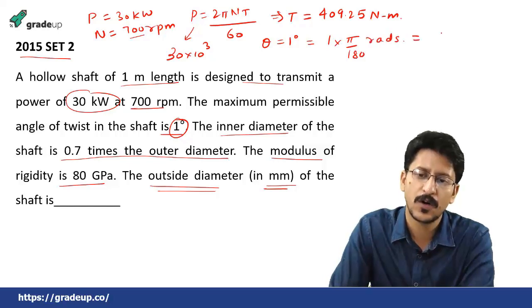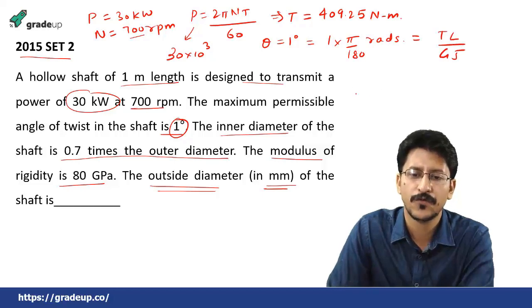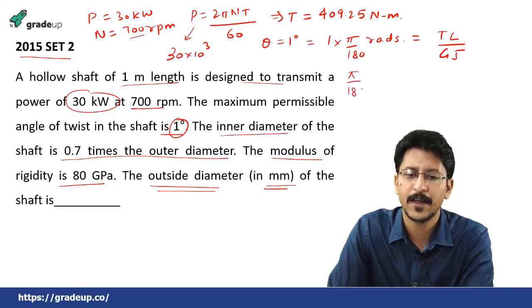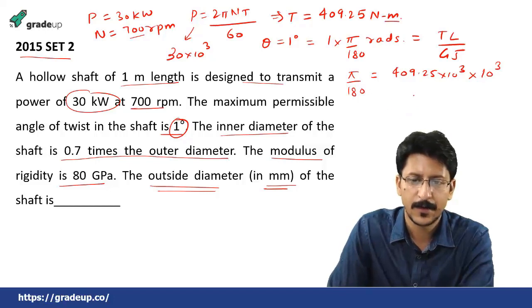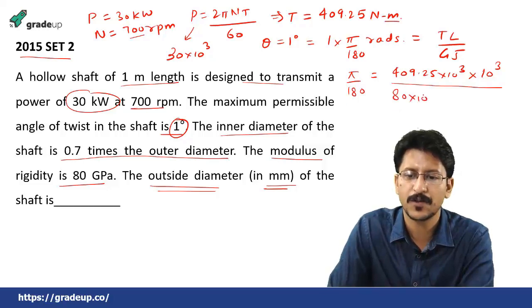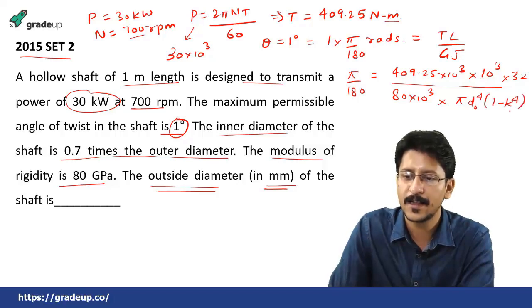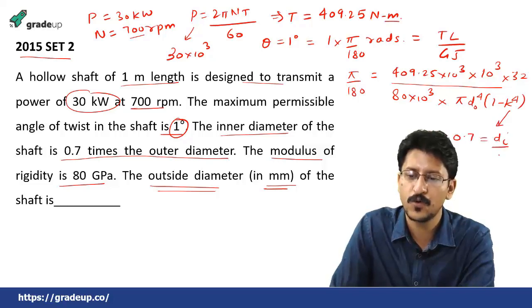So theta is equal to TL by GJ. From here, pi by 180 equals T, which is 409.25 into 10 to the power 3, because again we are converting it into mm. L is 1 meter, so converting into mm, that will be 1000, divided by G, which is 80 into 10 to the power 3 in megapascal, into J, which is pi by 32 into outer diameter to the power 4 into 1 minus k to the power 4, and in this case k is nothing but 0.7, the ratio of inner diameter to outer diameter.